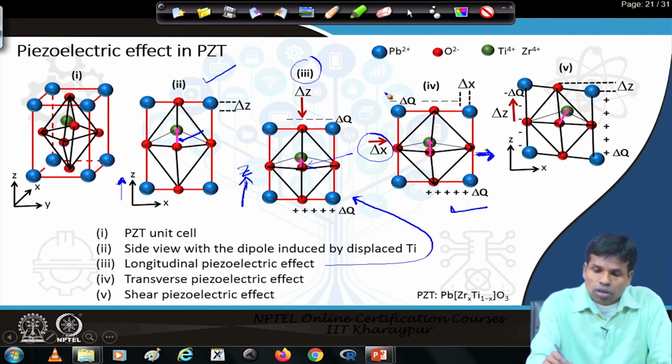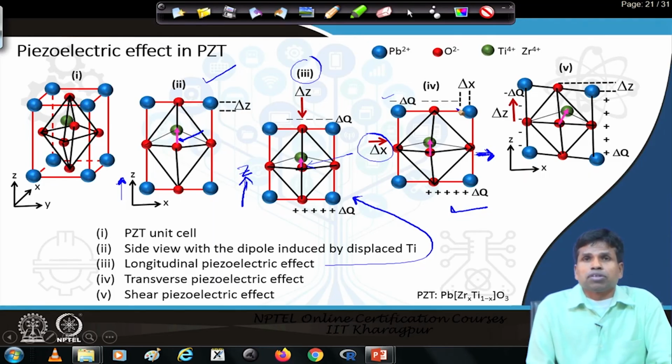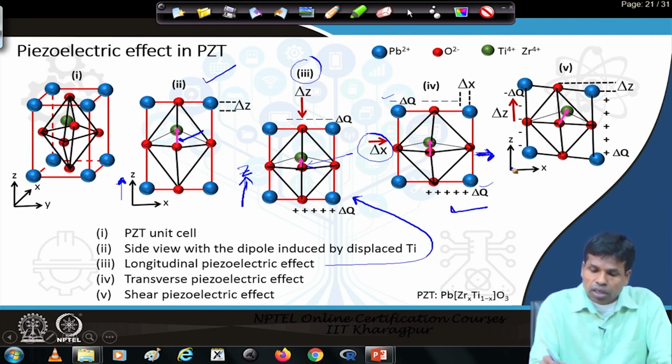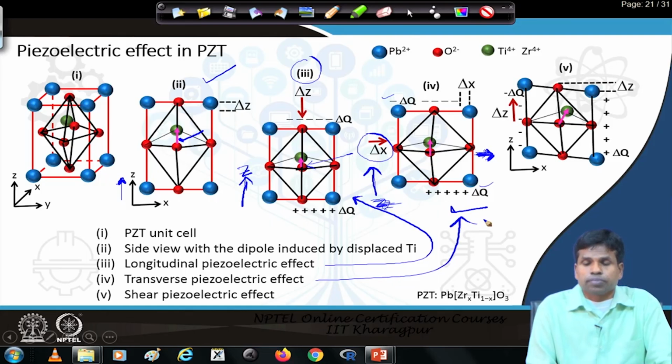and therefore we will still have some surface charge, and this is called the transverse piezoelectric effect, where the strain is applied perpendicular to the poling direction, which is the z direction. The crystal was poled along the z direction, and when the strain is applied perpendicular to the poling direction, it is called the transverse piezoelectric effect.